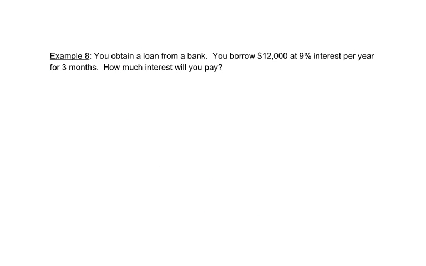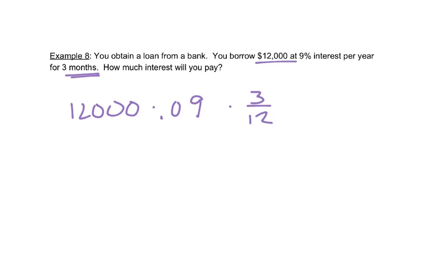You obtain a loan from a bank. You borrow $12,000. That's our principal. At 9% interest, we need to change it to a decimal, so we put 0.09 for 3 months. Now we have to deal with this because our time needs to be in years. So we would put 3 out of 12 because there's 12 months in a year. So if I type that in, 12,000 times 0.09 times 3/12, or that reduces to 1/4, or 0.25, we get $270 interest.